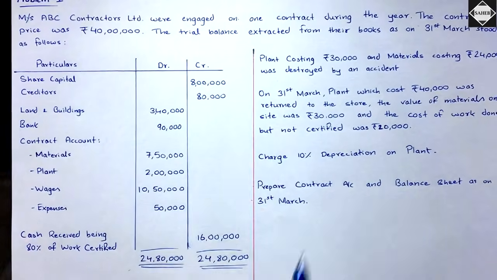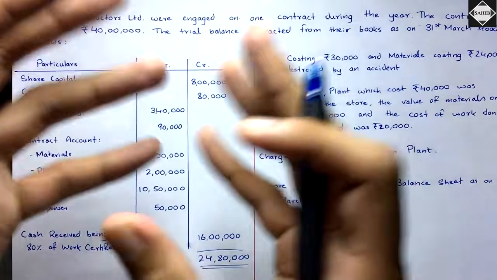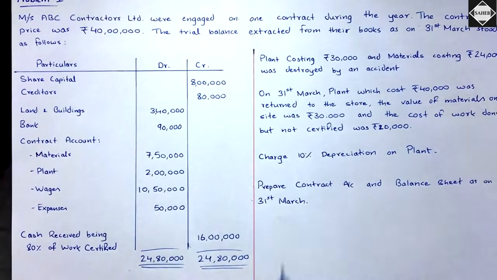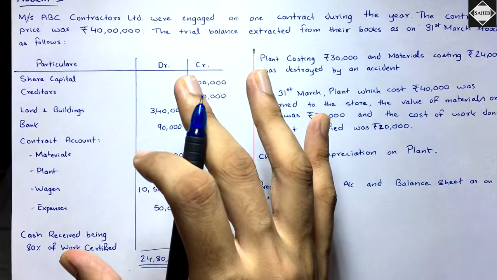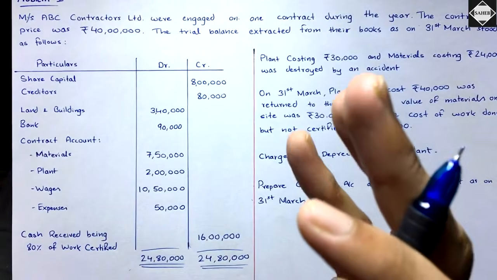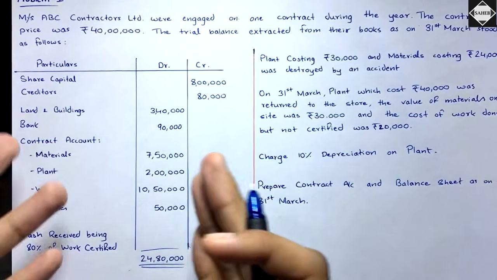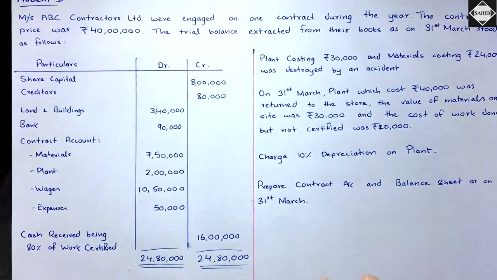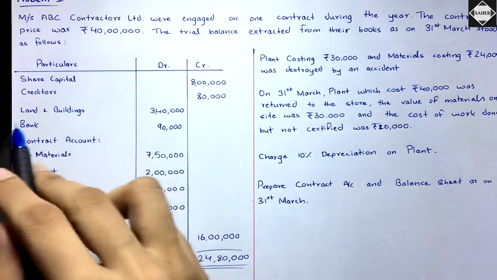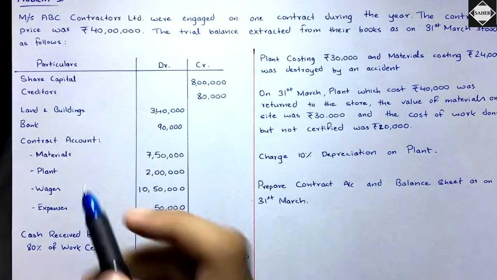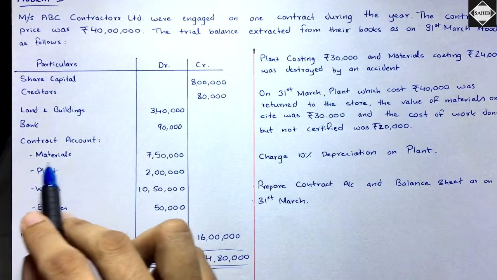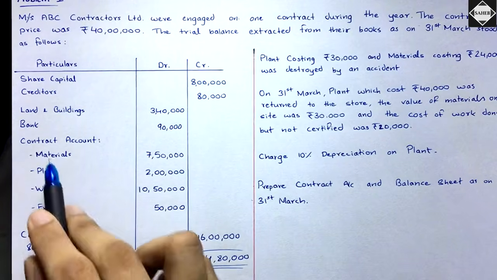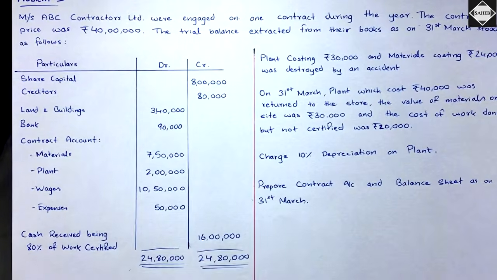So if the entire trial balance is given, then we would be able to prepare the whole balance sheet properly and it will tally. But mostly the trial balance will not be given, so what you will have to do is just prepare the balance sheet extract. But since here the entire trial balance is given, we would be able to prepare the whole balance sheet and get it tallied. Fine. So this is share capital, creditors, land and buildings, bank. Then the contract account they have given: materials, plant, wages, expenses, all these things that have been put into the contract this year.